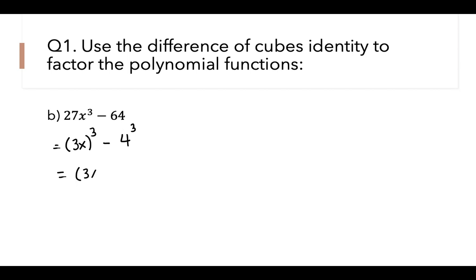So it's going to be 3x minus 4, which is a minus b. And then bracket, 3x squared, which is 9x squared. And then times ab, which is negative, negative, so plus 12x, plus 4 squared, 16. And that is my complete factored form for this difference of cubes.